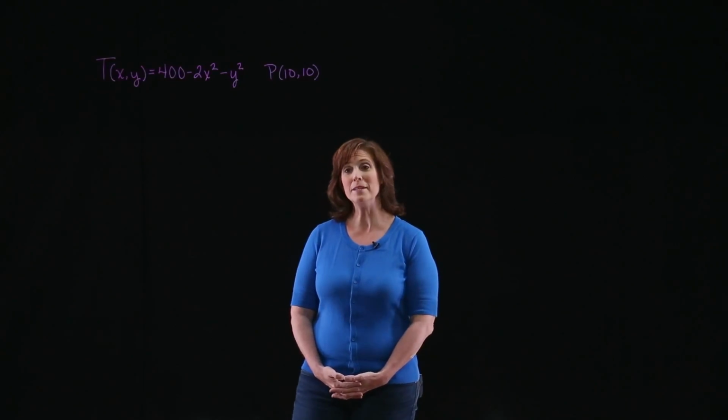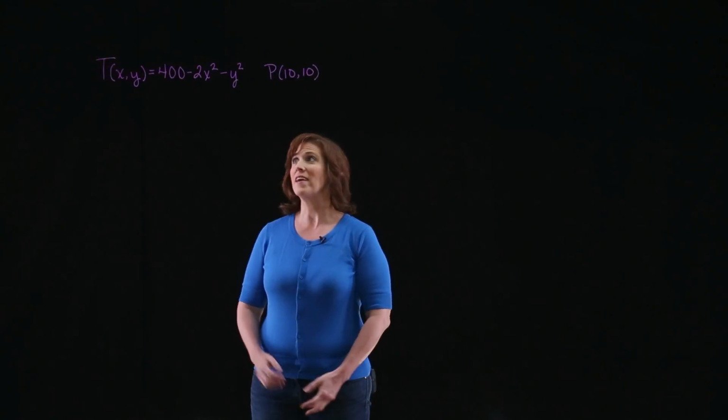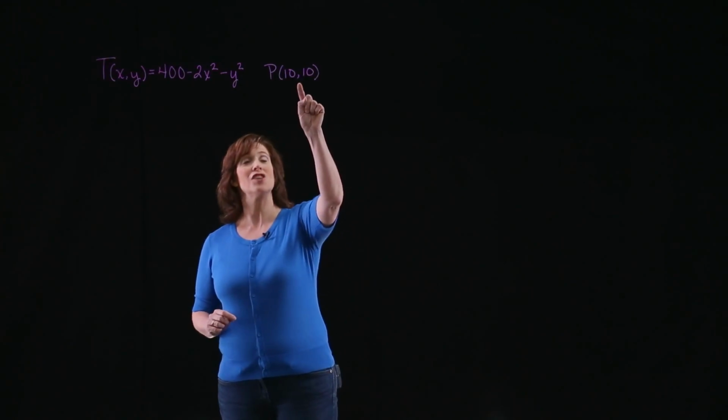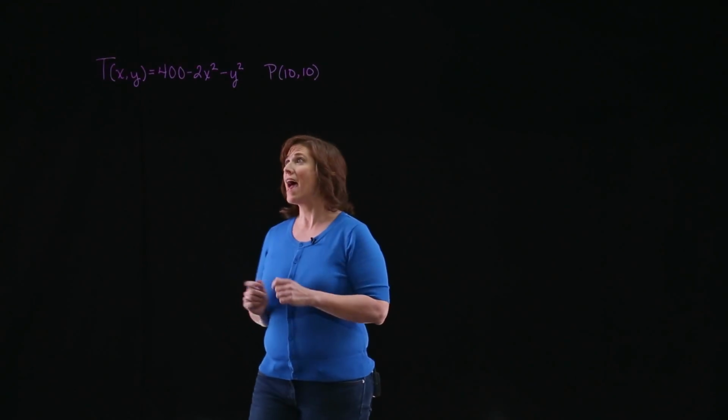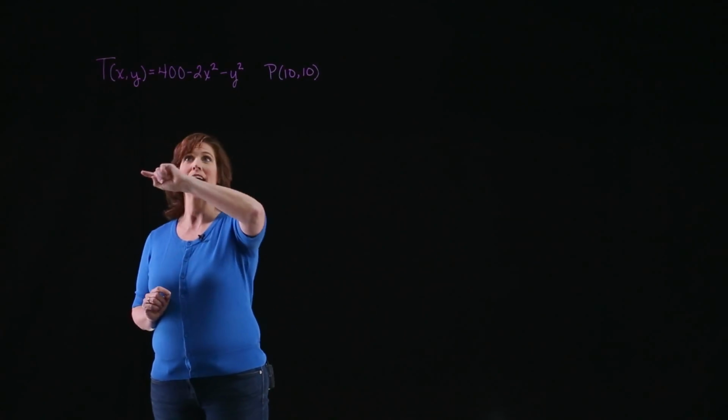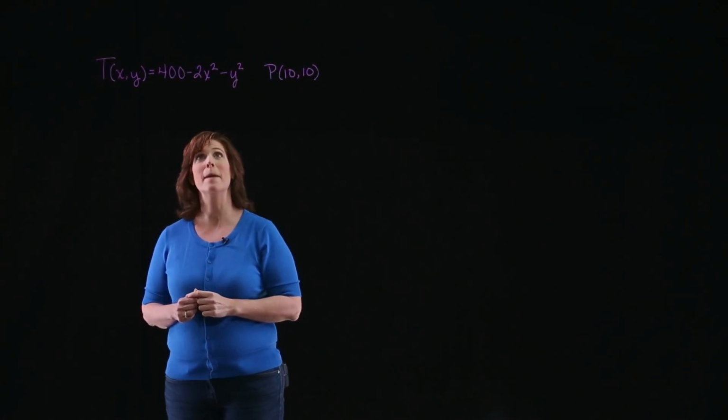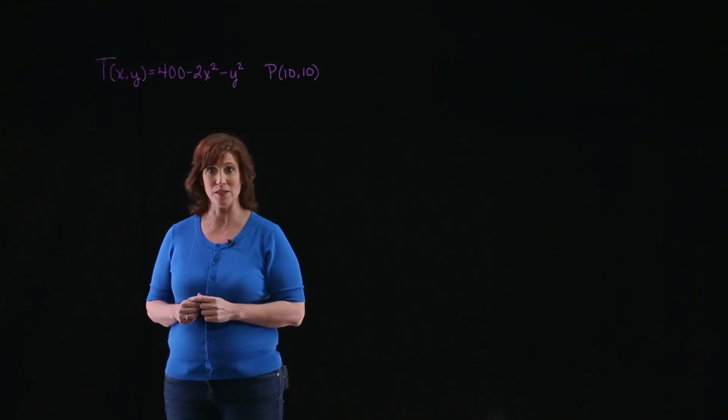Hello, I'm Cheryl. In this problem, we're going to be trying to find the path of a heat-seeking particle when it starts at the point (10, 10), and we know that the temperature at any point (x, y) is given by 400 minus 2x squared minus y squared.